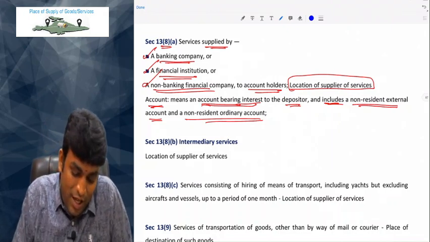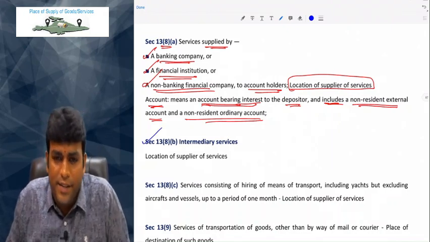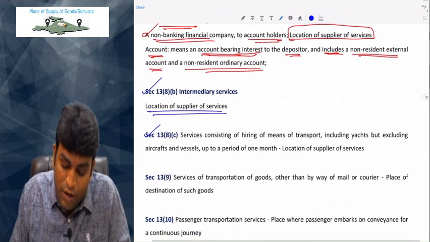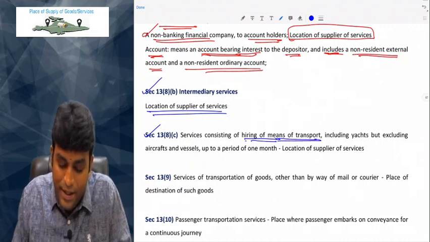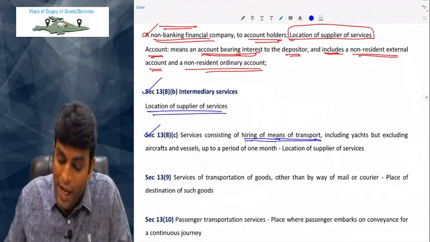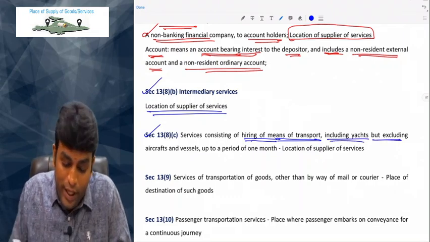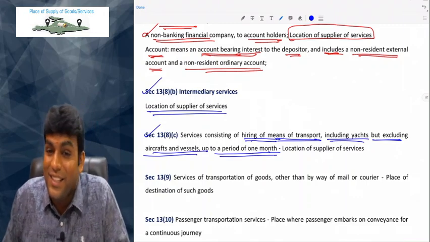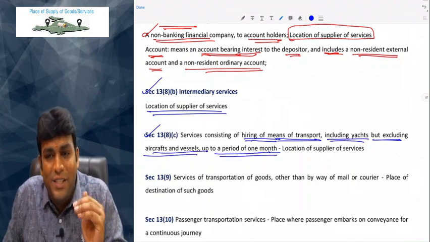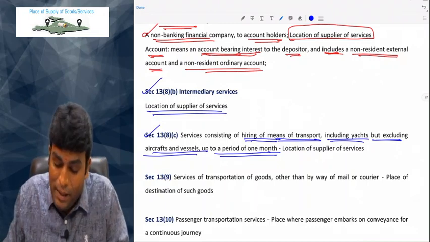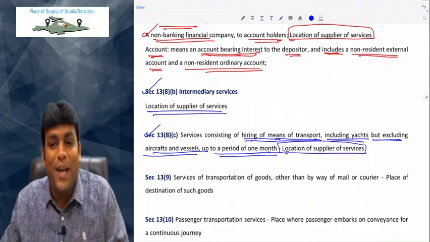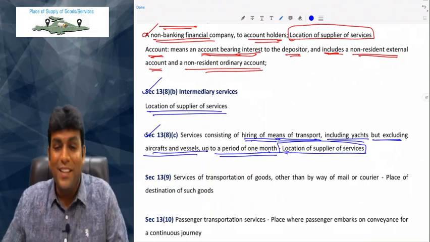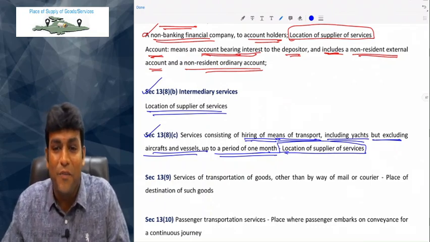Clear? Good. Next. 13.8B talks about intermediary services. Here also location of supplier. 13.8C talks about services consisting of hiring of means of transport, including yachts, but excluding aircraft and vessel, up to a period of 1 month. So if it's more than 1 month, then the section will not apply. And if it's aircraft and vessel, then also the section will not apply. Then place of supply is location of supplier of service. Such a brilliant point, my dear friends. Make sense? That is the end of the story for section 13.8, my dear friends.